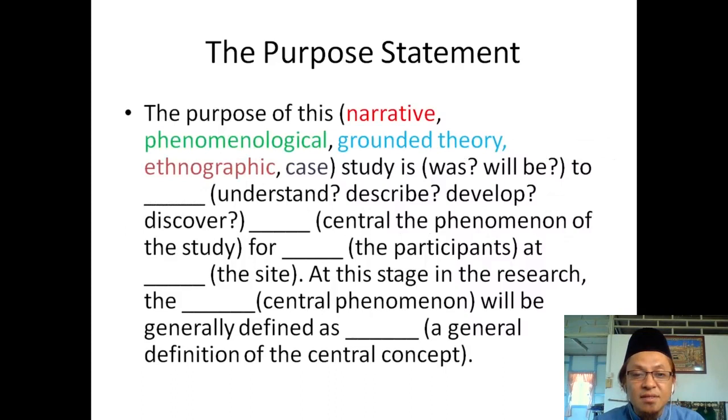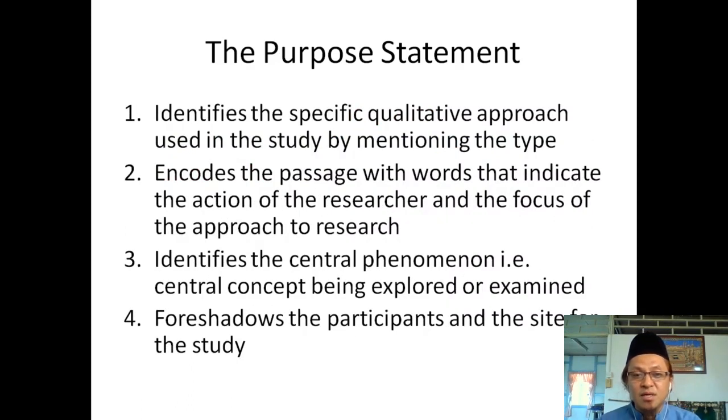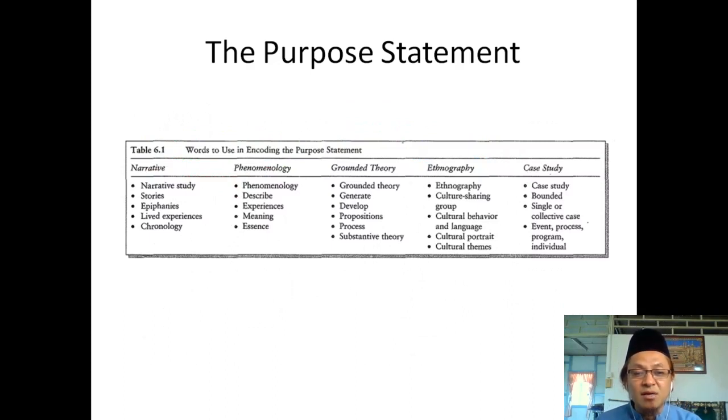If you remember the last slide, we mentioned there are four points that need to be included in your purpose statement. Point number two there is to encode with suitable words. Here is a list of suitable words that Creswell prepared for us. If you use narrative, you need to include the words narrative study, life experiences, chronology. As for phenomenology, the suitable words would be phenomenology itself, describe, experiences, meaning, essence. Grounded theory: the words grounded theory itself, and then generate, develop, proposition, process, substantive theory.